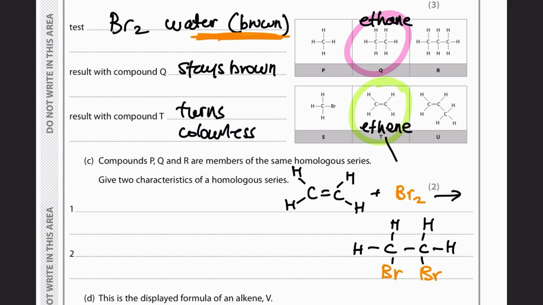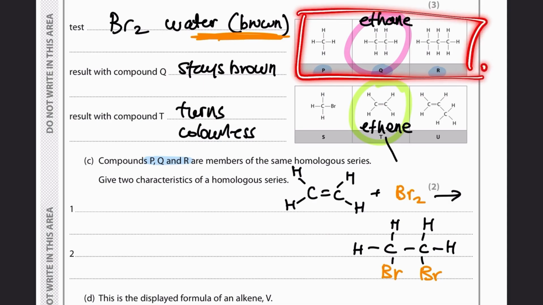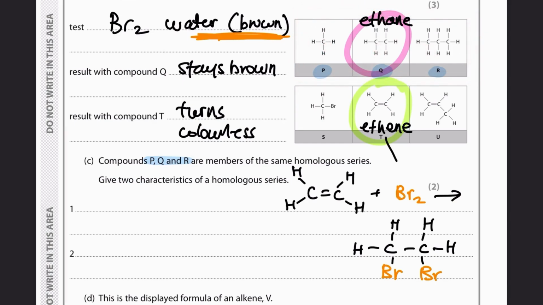Done. Next, compounds P, Q, R are members of the same homologous series. So what is this one talking about? P, Q, and R. So it's these 3 basically. And give 2 characteristics of a homologous series. So what do you notice about P, Q, R? What series are they from? What group are they from? They're all single bonds. So therefore, saturated. Therefore, these are the alkanes, aren't they? These are alkanes, I hope you've realized. And this question gets asked a lot.